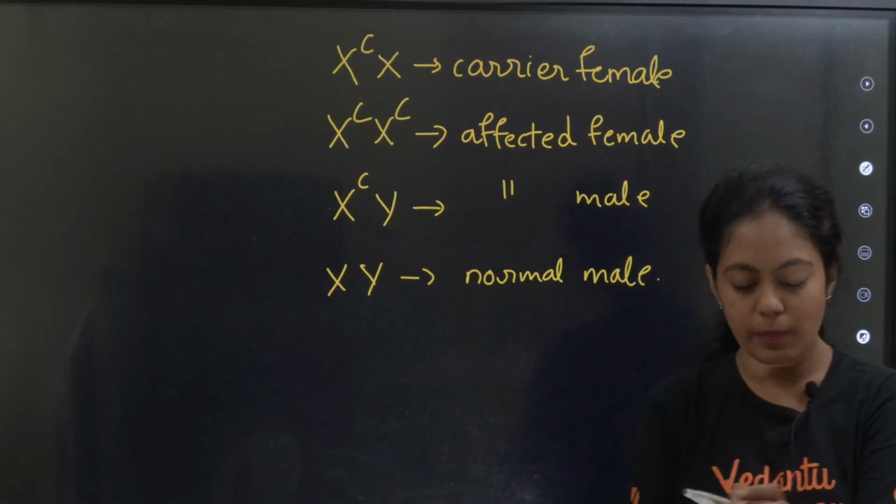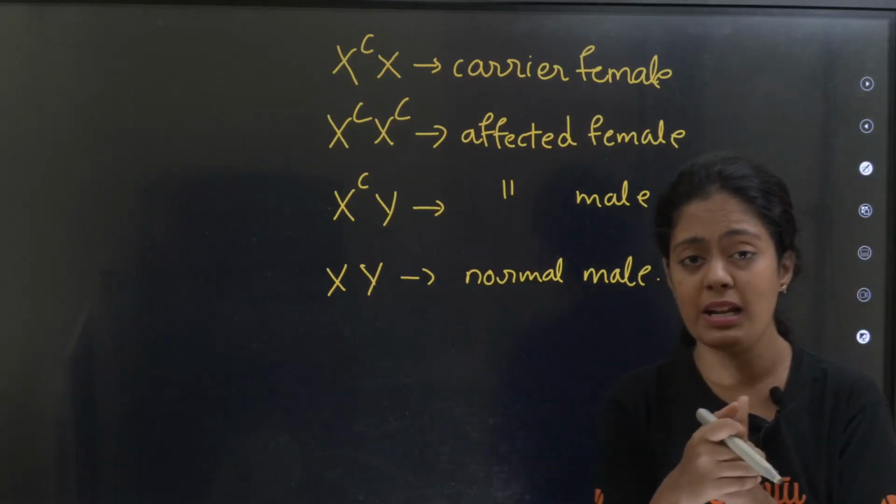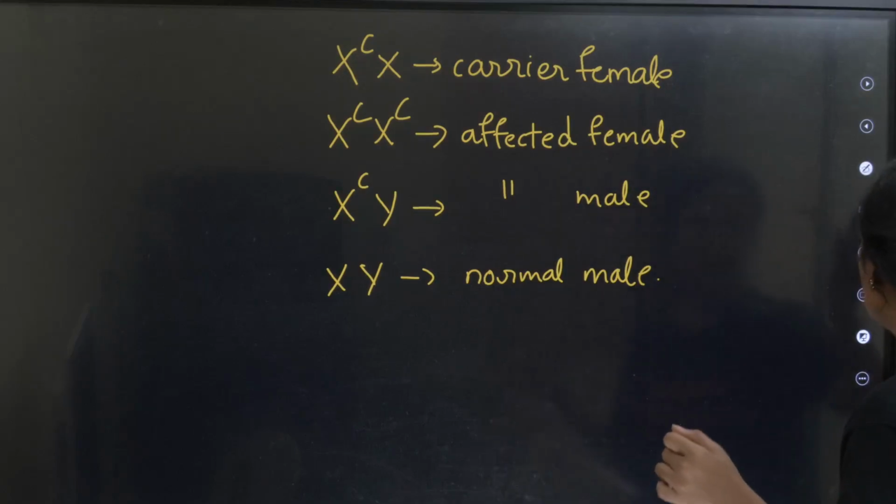Okay, so now they give a numerical. So how will that numerical be? Let's try to understand. Okay, so we have already seen the pattern, so there's no need to explain it again. I will just try to solve a numerical.